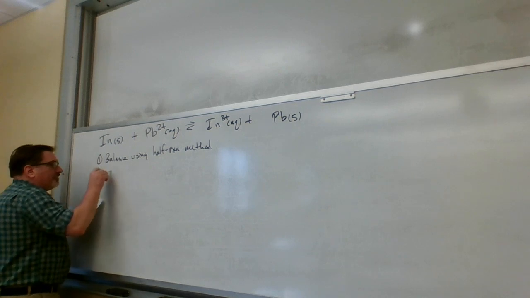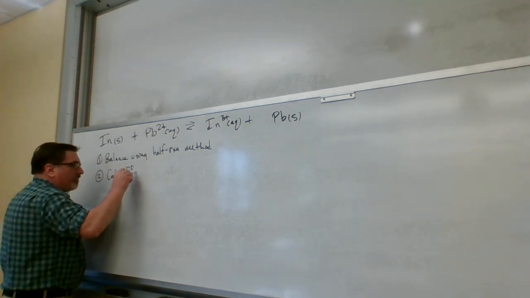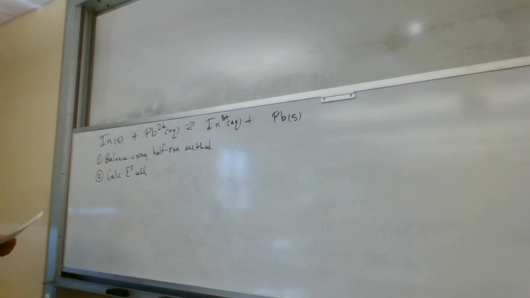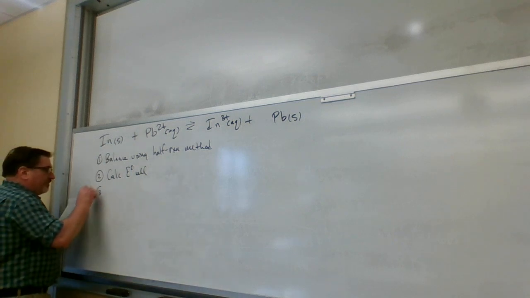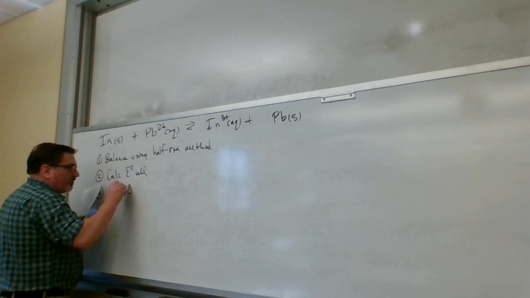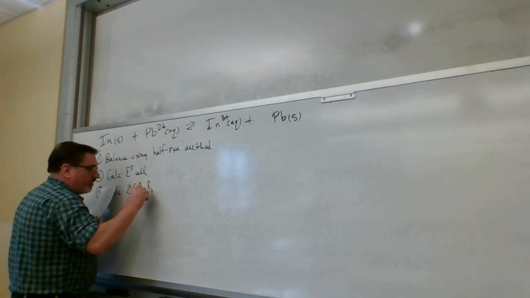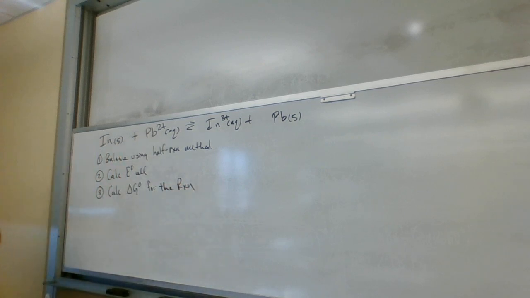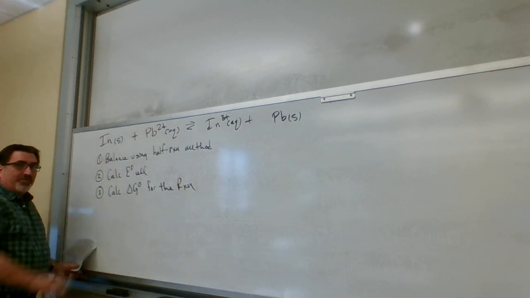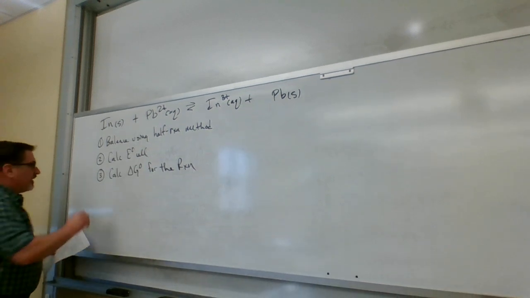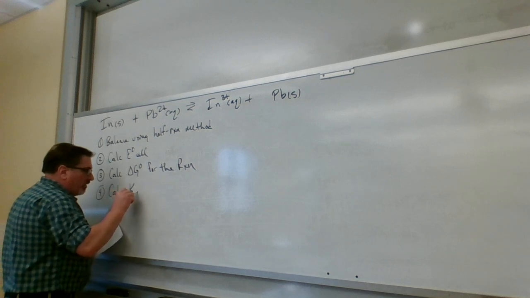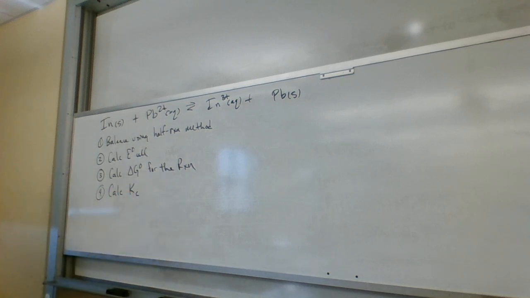Second job: calculate E0 for the cell. Third job: calculate delta G for the reaction. We've done those for other reactions already. Fourth job, the one we're adding here, calculate the K value, the equilibrium constant.